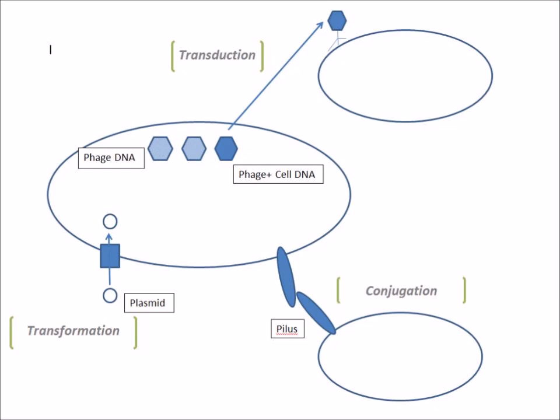Transformation is shown to be the genetic alteration of a cell resulting from direct uptake, or incorporation and expression of exogenous genetic material through a plasmid. Lastly, conjugation occurs when genetic material is transferred between bacterial cells by direct contact between the two cells via the pili, which you can see touching in the picture.